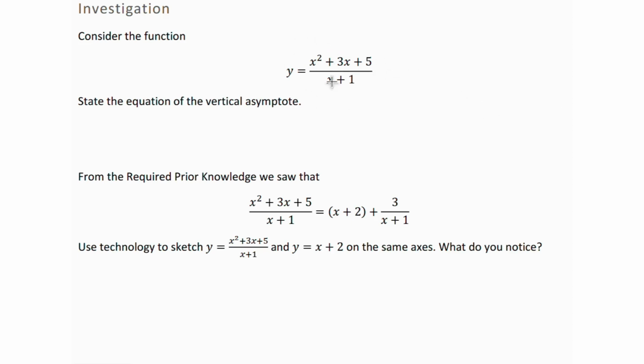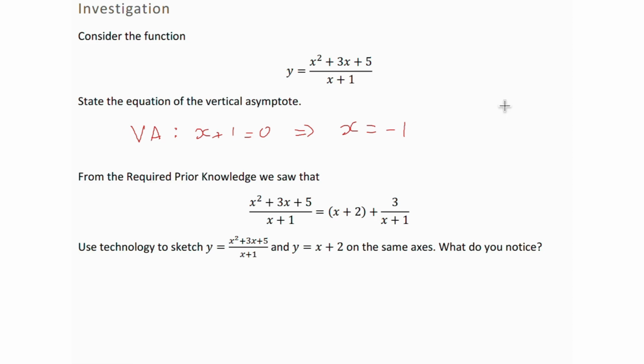Consider the function (x squared plus 3x plus 5) over (x plus 1). So this is of the form a quadratic over a linear. We've not looked at functions like this yet. State the equation of the vertical asymptote. Well, vertical asymptotes always happen when the denominator is equal to 0. So in this case, x plus 1 is equal to 0, which means the vertical asymptote is x equals negative 1.